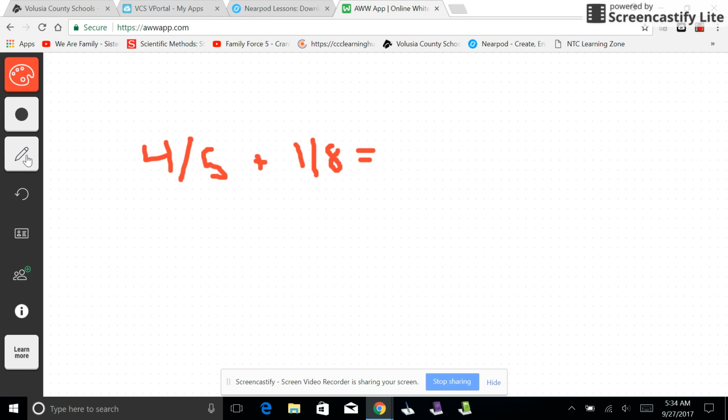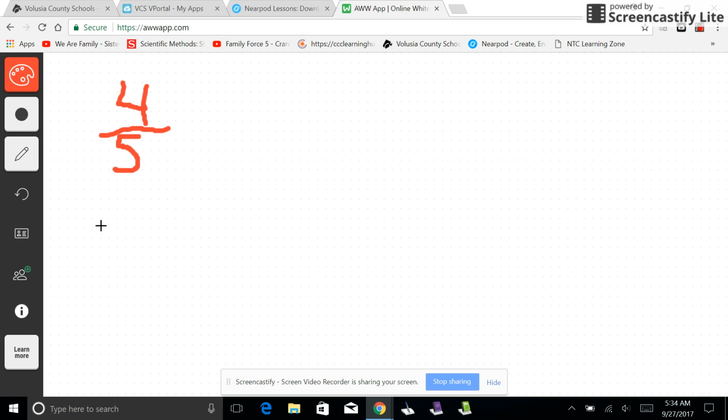So I'm going to erase these and I'm going to line those up vertically so that we have room to really work, because we're going to need to create a new fraction. So if we have 4/5, and again, I apologize, it's difficult to write this, 4/5 plus 1/8.